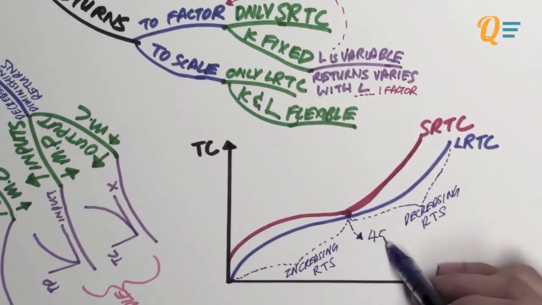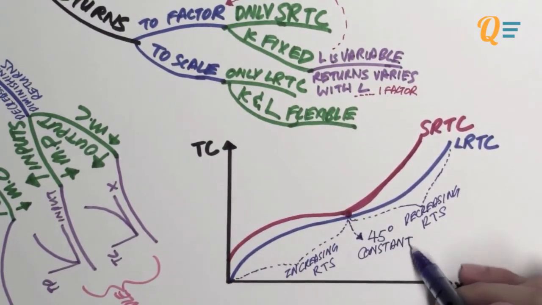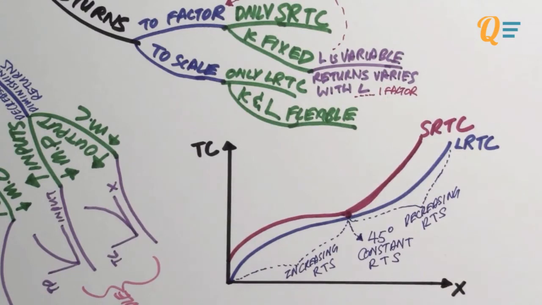And in the middle where it is 45 degrees, that is my constant return to scale. My total cost is going to increase 1 for 1 for every quantity of X that I produce.